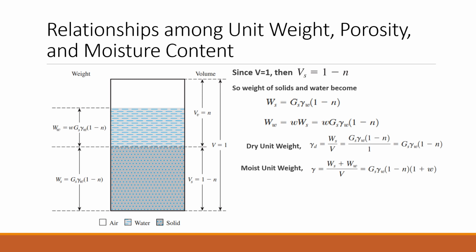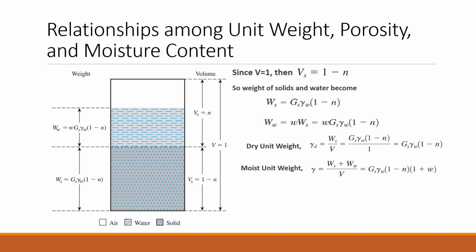So since the total volume is equal to 1, then the volume of the soils or the volume of solids is equal to 1 minus n. So the weight of the soil solids, which is W sub S, and the weight of the water or W sub W will now become this one. So mabadungagan na siya no.